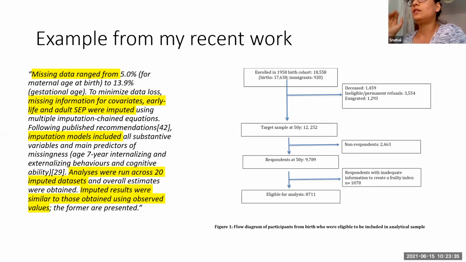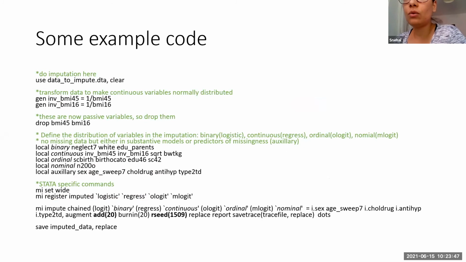So although a lot of work goes into dealing with missing data, it can be quite succinct in your actual publication. And I just want to show you a little bit of code of how to deal with missing data, just to emphasize that once you understand how to deal with it, it's like, what is this, 10 lines of code?